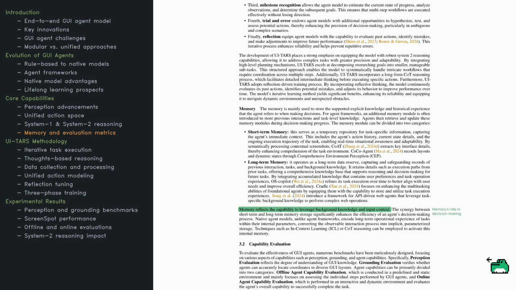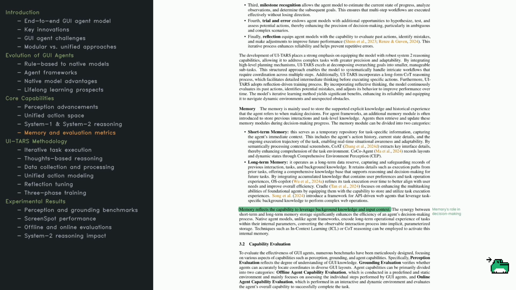Memory systems also matter a lot. In the short term, the agent tracks its immediate history, like which elements it clicked. Tools like COAT can extract interface details to maintain situational awareness. Long-term memory stores knowledge from past interactions, such as user preferences. Systems like Oxygen, Monosulfide Copilot, and Cradle use this info to refine their performance on repeated or related tasks.